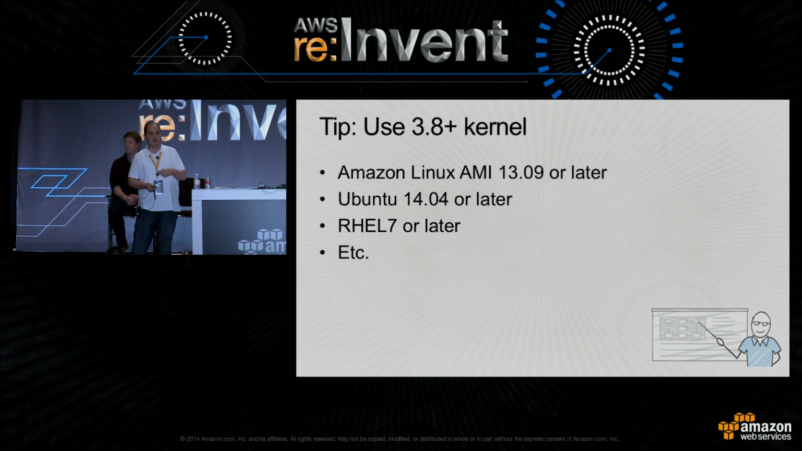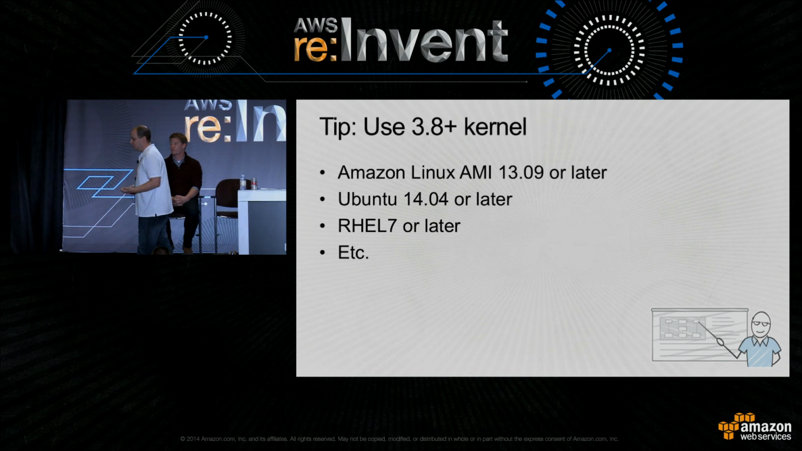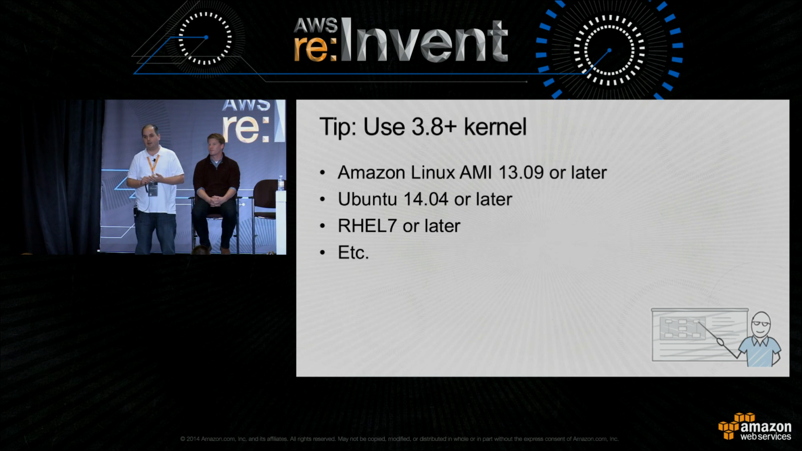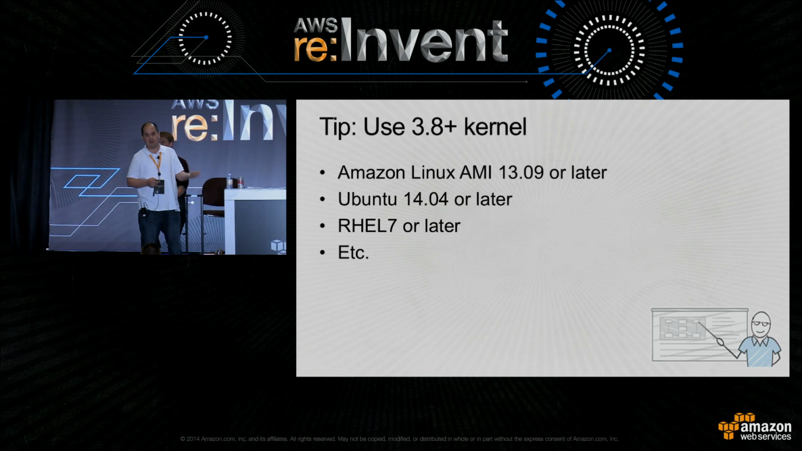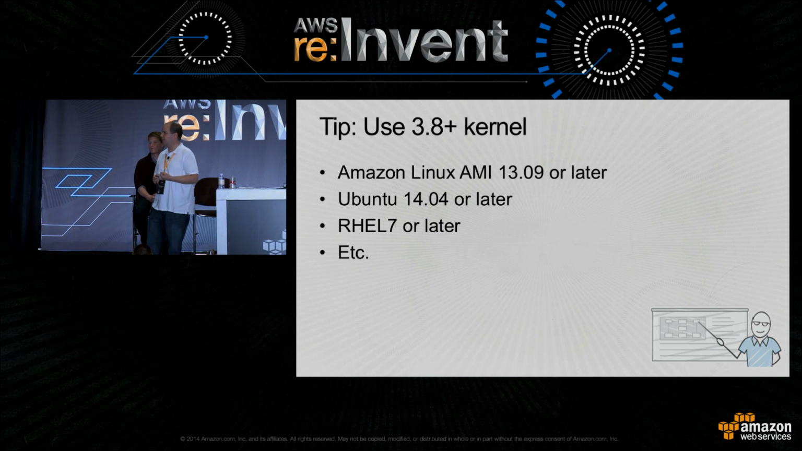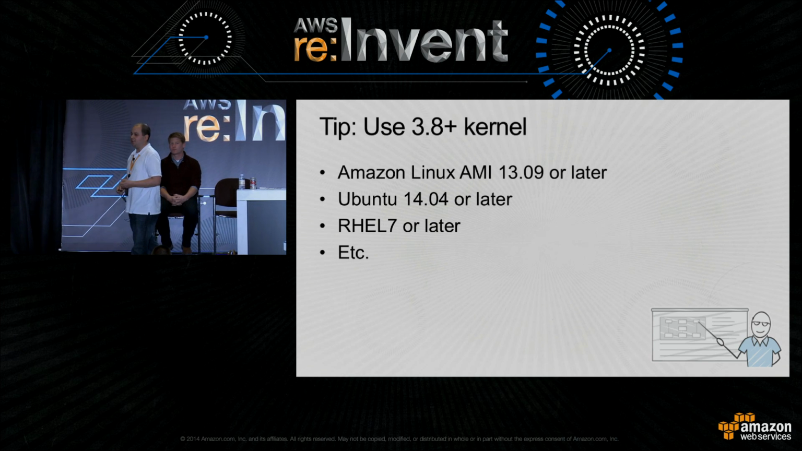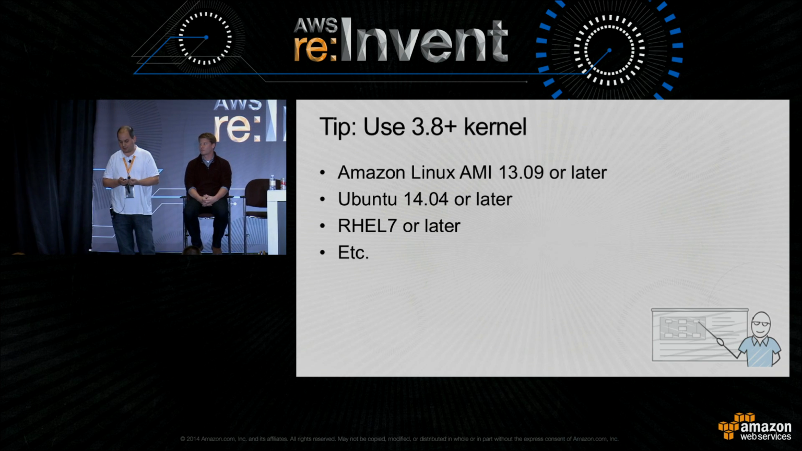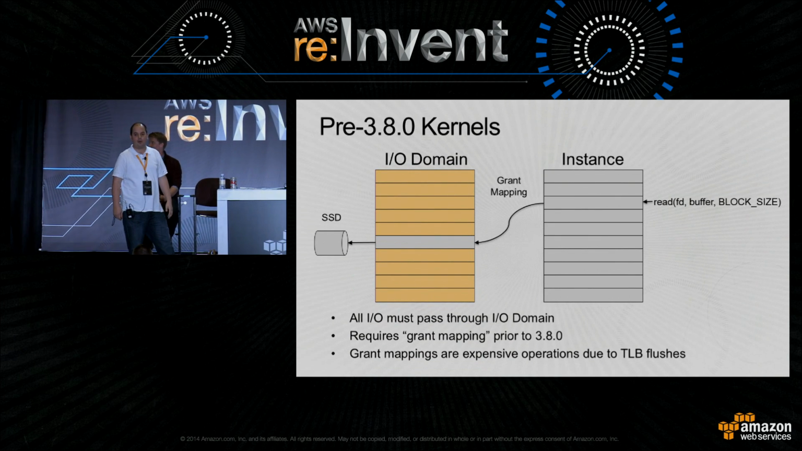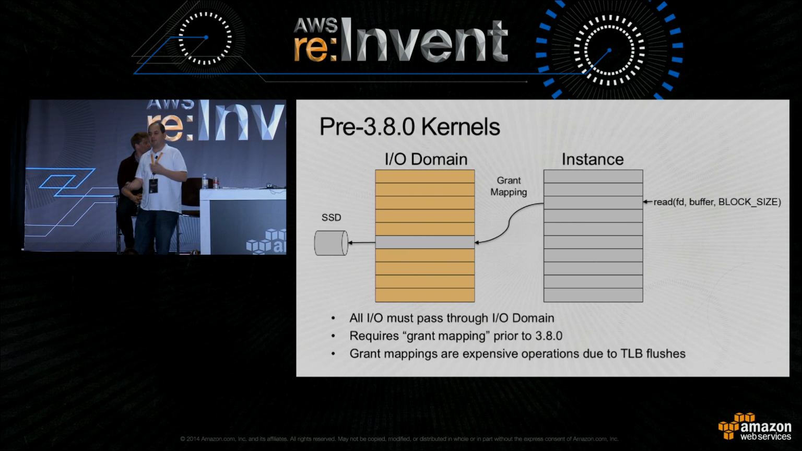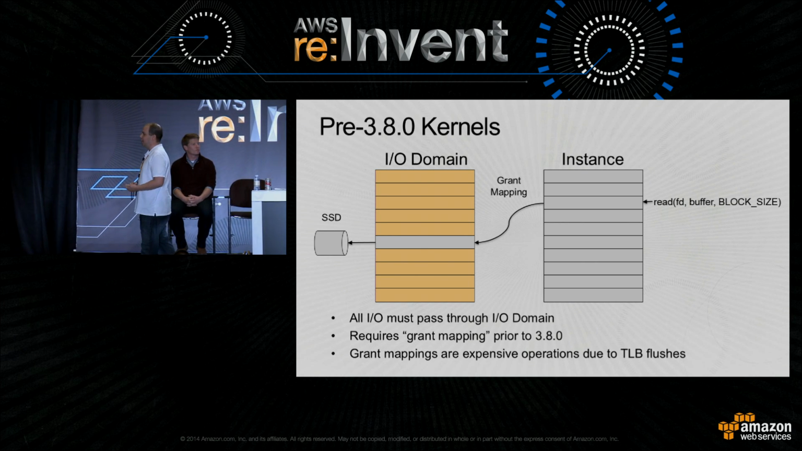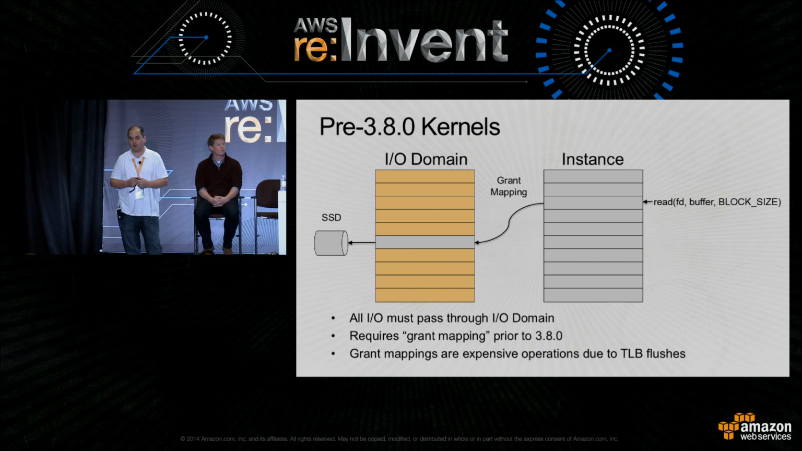RHEL 7, which is probably the newest commonly used Linux distribution to add these features, also has these features, and that also carries over to CentOS 7. And if you're using another distro, just make sure that the kernel version is at least 3.8. Now, this is information that we have on our website, and I get a lot of questions about, do you really need this kernel version? What happens if you don't use it? And I wanted to talk a little bit about why we make this recommendation and explain how the underlying technology works.